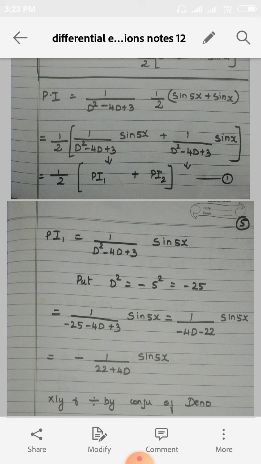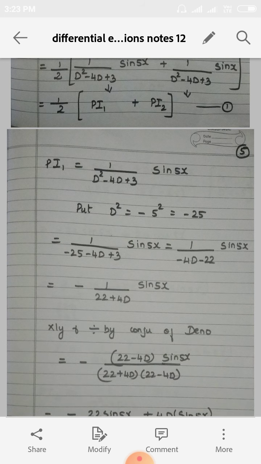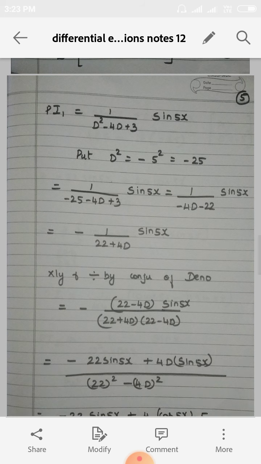Here in the place of a we have 5. So substitute D square is equal to minus 5 square, that is minus 25. So we get 1 by minus 25 minus 4D plus 3 times of sin 5x. It becomes 1 by minus 4D minus 22 sin 5x. Okay, that is nothing but minus, just take the minus sign outside.